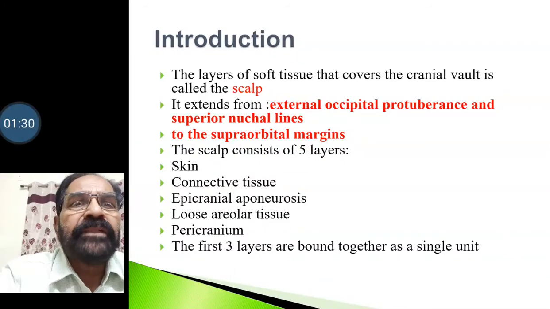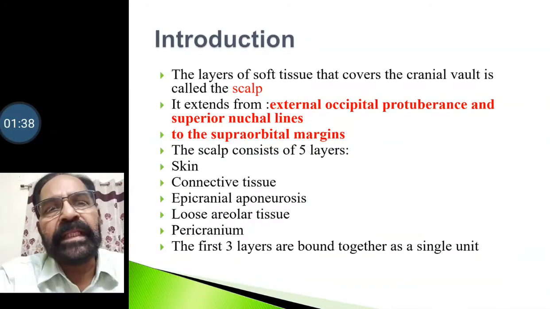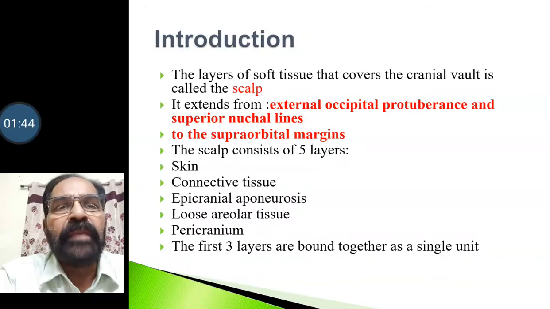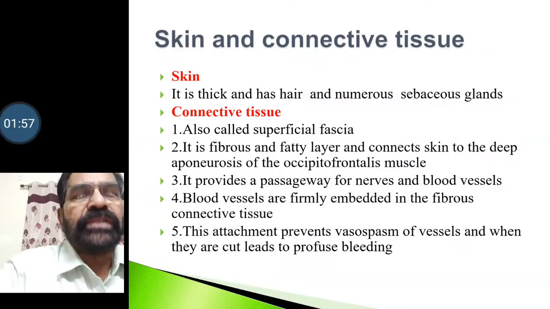The scalp consists of 5 layers: skin, connective tissue, epicranial aponeurosis, loose irregular tissue and pericranium. The first 3 layers are bound together as a single unit. First we'll start with the skin and connective tissue.